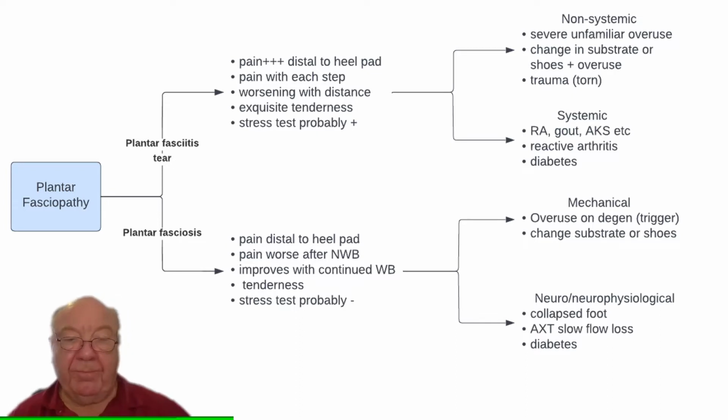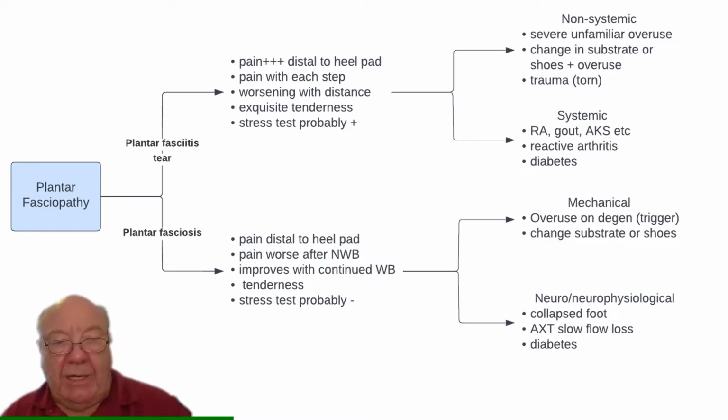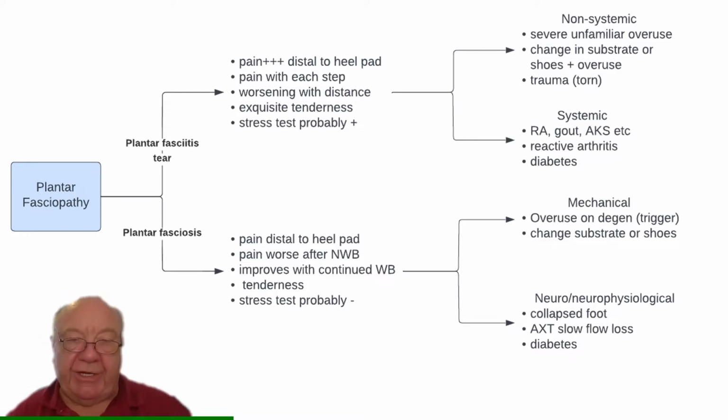So let's start with plantar fasciopathy, the way we started on the session. But you can inject, instead of plantar fasciitis, tendonitis, or arthritis, instead of fasciosis, you can put in tendinosis and arthrosis. The principles are the same for all three, and we'll cover all three. So let's have a look at plantar fasciitis.